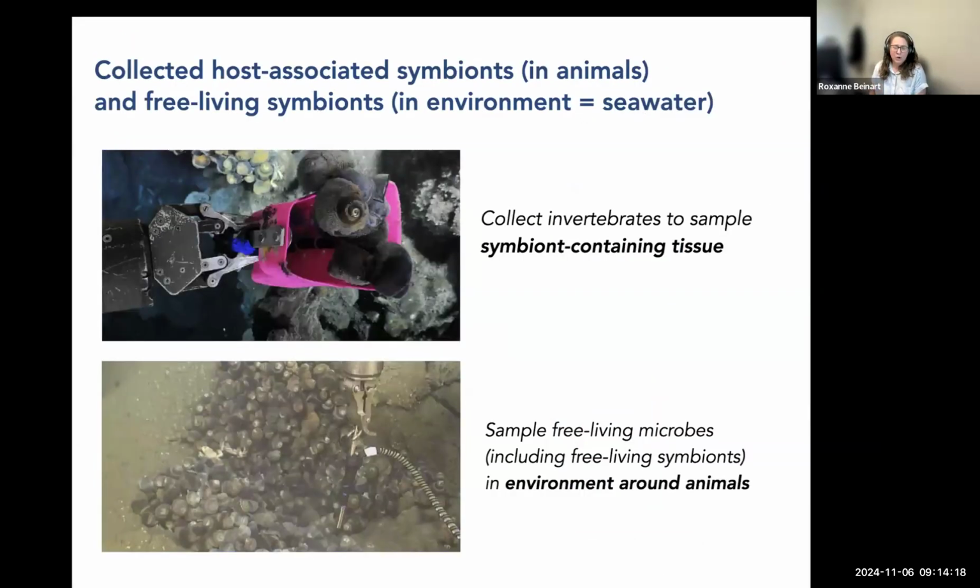And so what we do is that we go to these areas and collect the animals themselves, collect the invertebrates to sample the symbiont containing tissue, which is, in their case, the symbionts are living in their gill tissue. And then we also, in some cases, are able to actually sample the free living microbes in the environment around these animals by filtering the microbes out of the fluid around them to actually see the symbionts while they're out of their hosts as well.